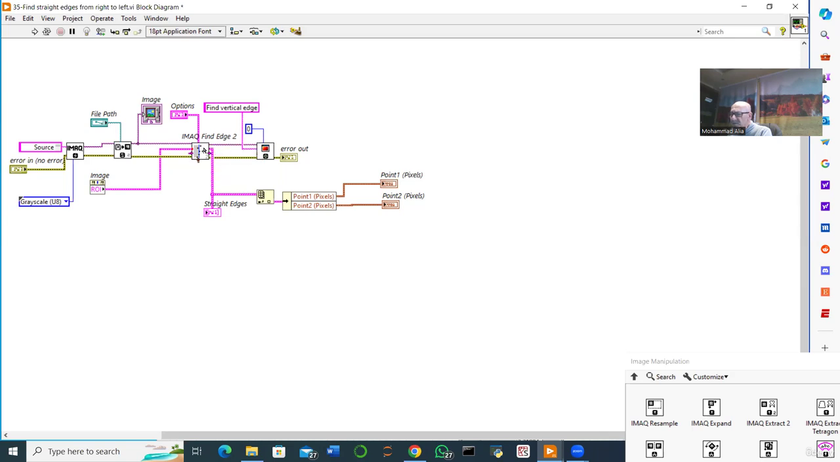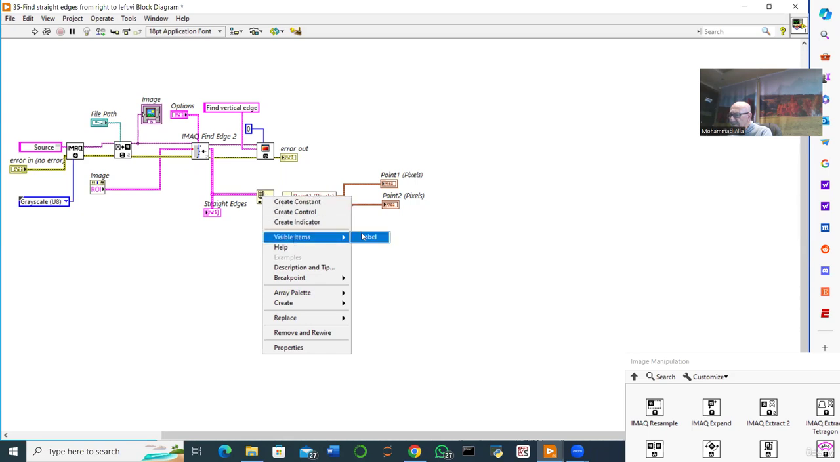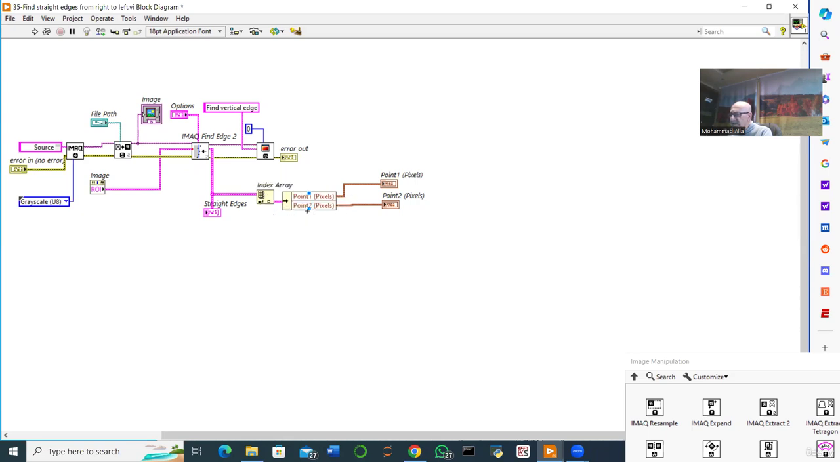At the output of this function, as you see here, we have an array of clusters with information about the straight edge. I have indexed it, and there I extracted the 2 points of interest, which describe the straight line.